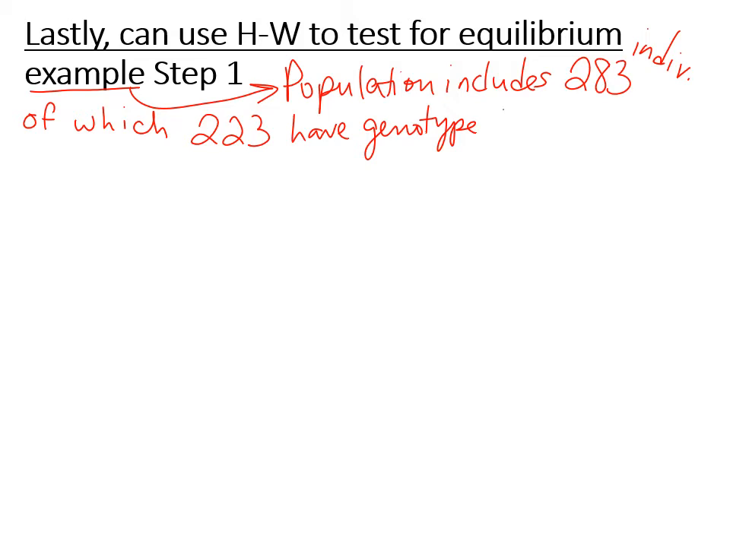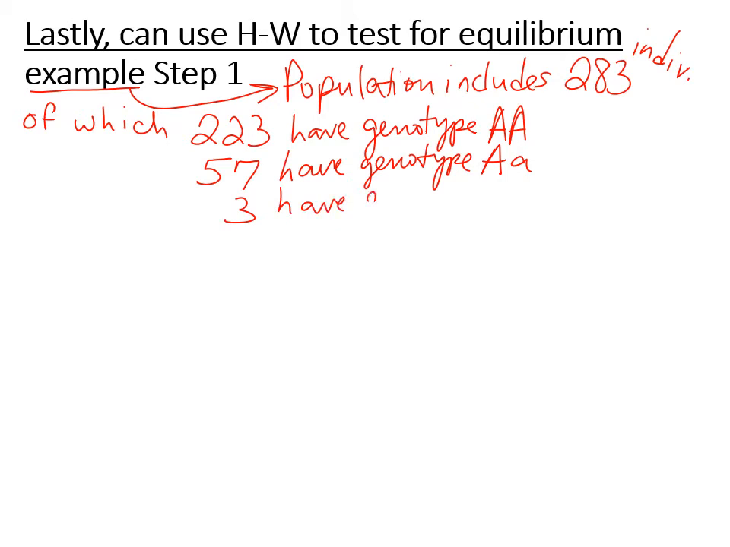So have genotype capital A, 57 have genotype capital A lowercase a, so they're heterozygous, and 3 have genotype lowercase a. Okay, so remember you need to have 3 genotypes. You have your homozygous dominant, your heterozygous, and your homozygous recessive.